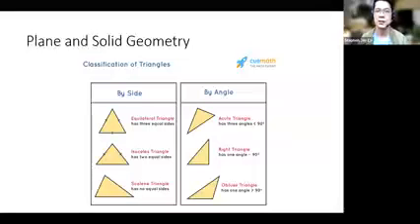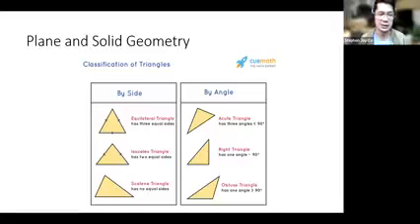And then the classification of triangles. By side, we have equilateral, isosceles, and scalene. And then by angle, we have acute triangle, right triangle, and obtuse triangle.